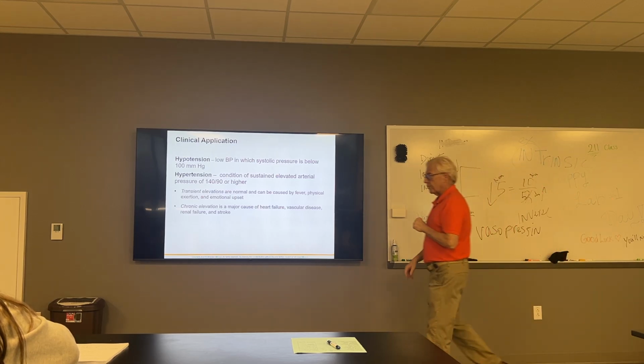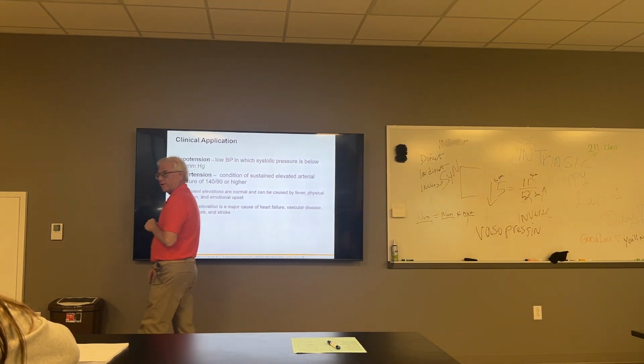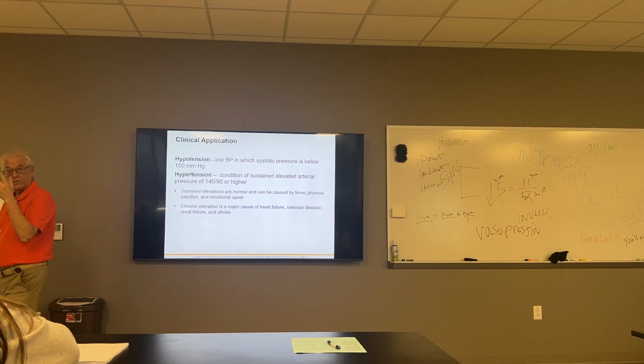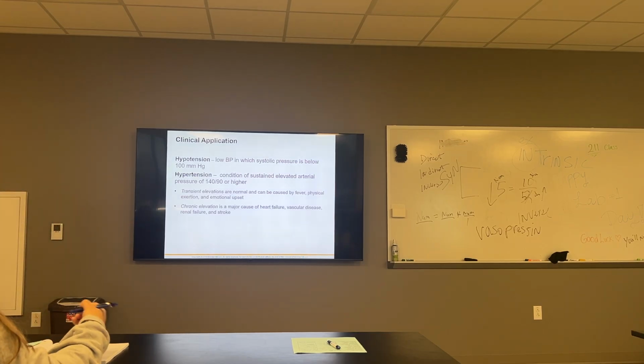Now look at these two words, transient and chronic. That's going to be two answers, one right and one wrong. Which one happens today and is gone tomorrow? Transient. Because that's what transient means, okay?